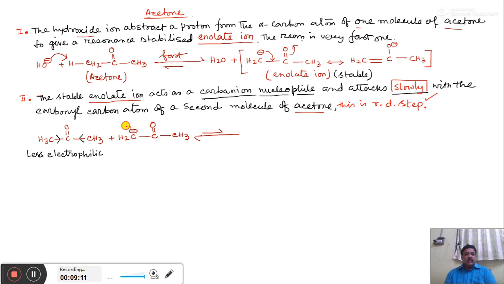Now, when this enolate anion attacks the carbonyl carbon of the acetone molecule to form an alkoxide anion, the structure of the alkoxide anion is H3C single bond C single bond O minus single bond CH3, single bond CH2 single bond C, then double bonded O, then CH3. This is the structure of the alkoxide anion.